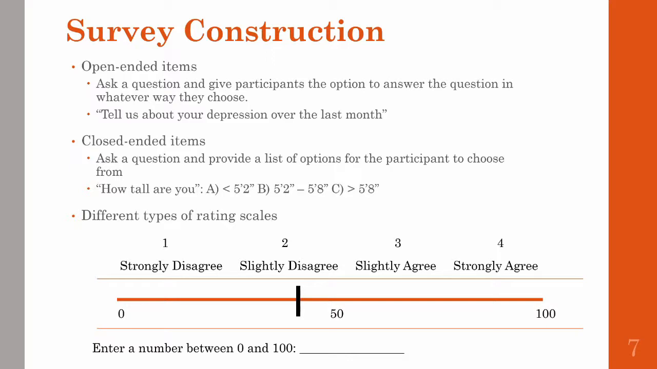The second type is closed-ended questions. And this is where you ask a question and provide a list of options for the participant to choose from. So when I ask you how tall you are, I would give you the options of below 5'2", 5'2" to 5'8", or 5'9" or above. When you have a rating scale, such as rate your preference for X, you can present those questions in various ways. You can have a traditional Likert scale type question, or you could have a continuous scale below that, where you have participants slide the bar to the correct location, or you could have them just simply enter a number between 1 and 100 there at the bottom.